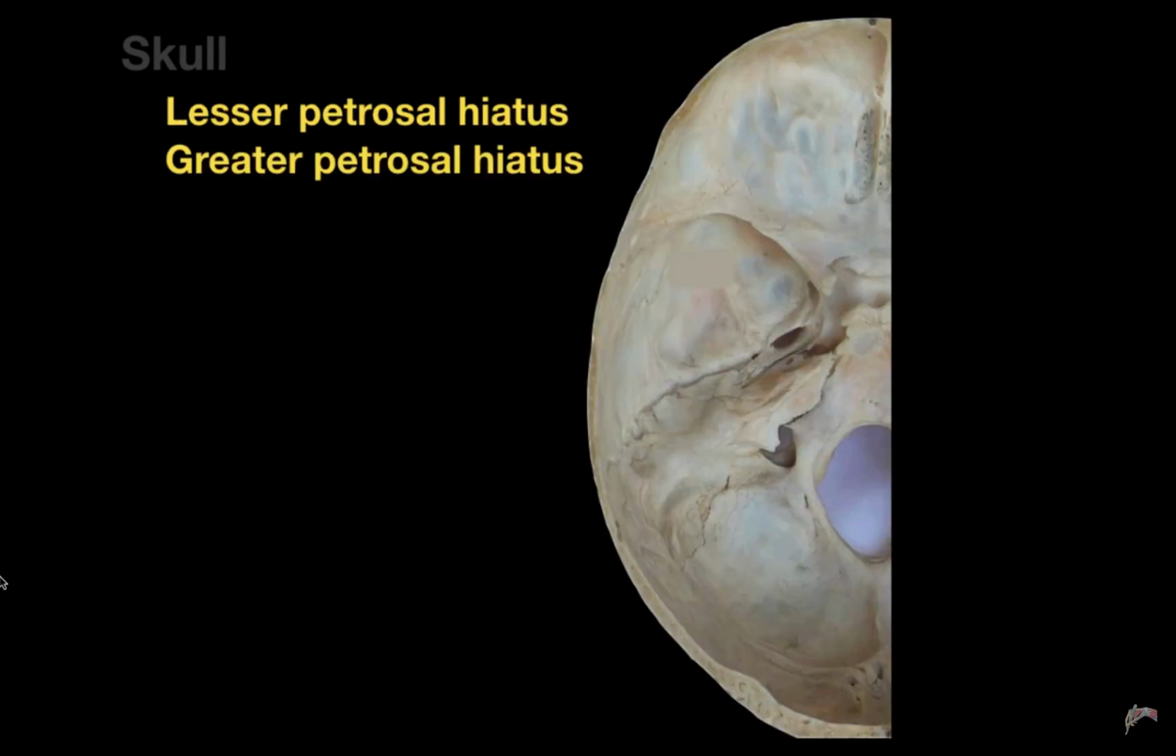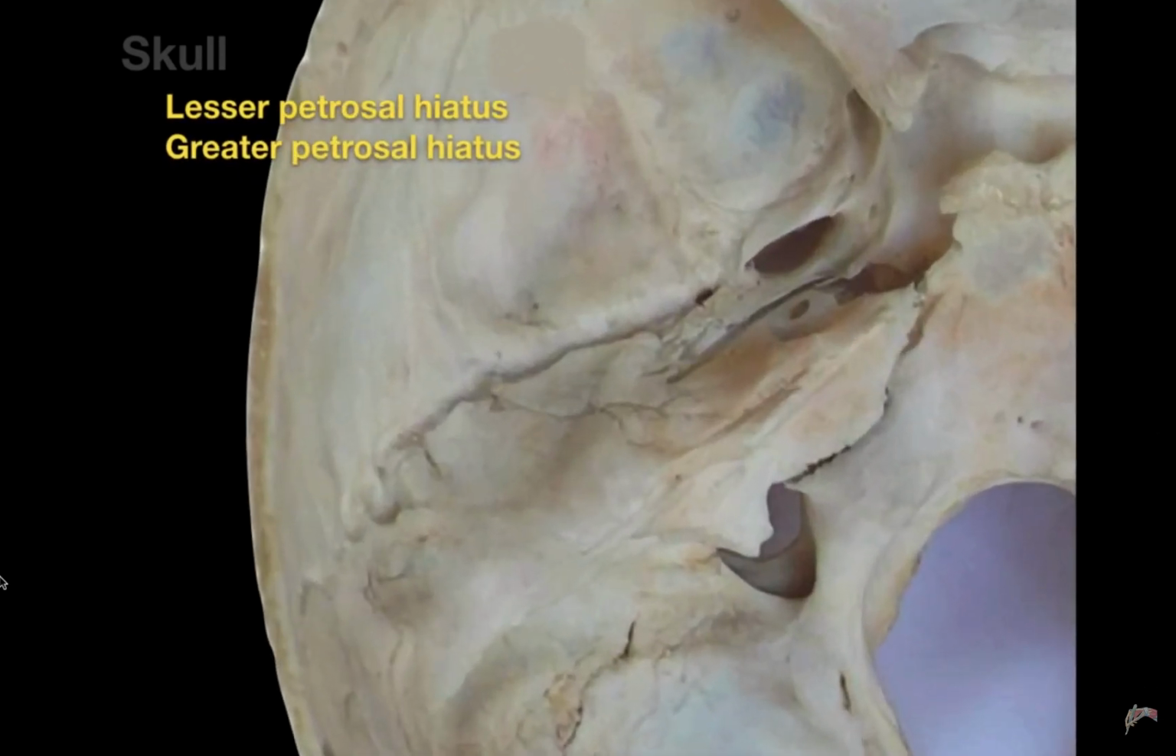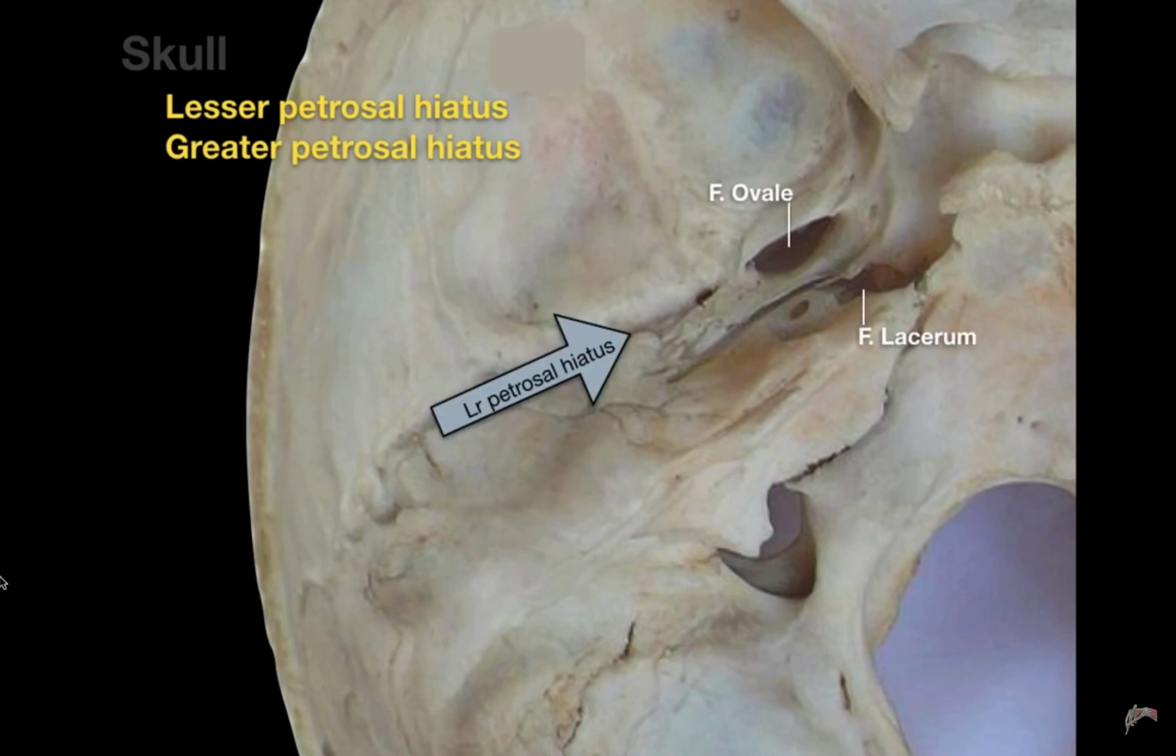Now, the lesser and greater petrosal hiatus. Here we're zooming in. There's the foramen ovale and the foramen lacerum as landmarks, and there's the lesser petrosal hiatus and the greater petrosal hiatus. The lesser petrosal hiatus gives rise to the lesser petrosal nerve that goes through the foramen ovale with V3, but the lesser petrosal nerve, after synapsing in the otic ganglion, innervates our parotid gland.